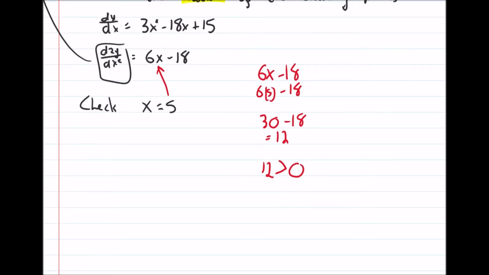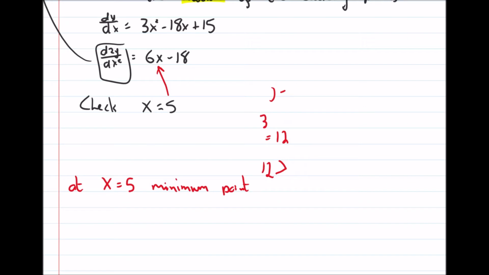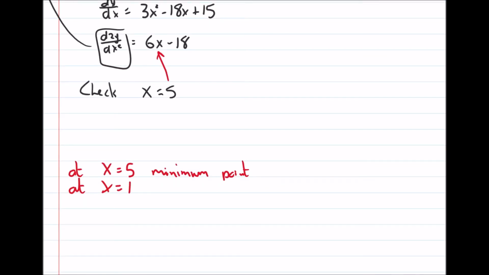So x equals 5 is a minimum point. It goes without saying then that at x equals 1 we have our maximum point.